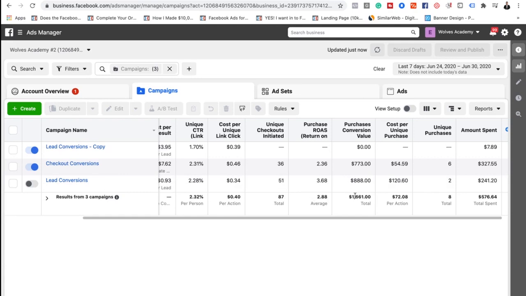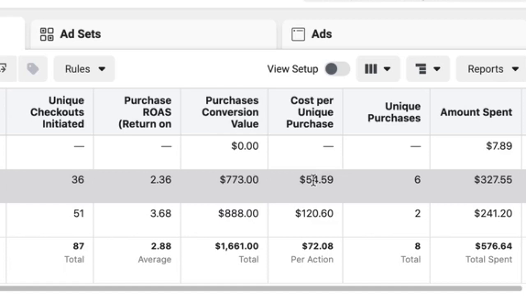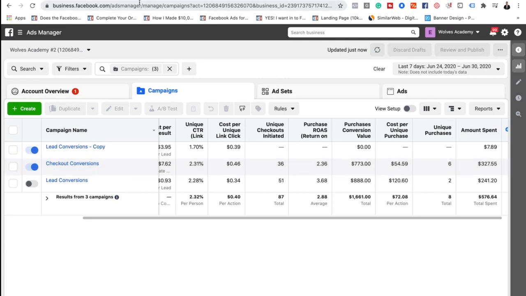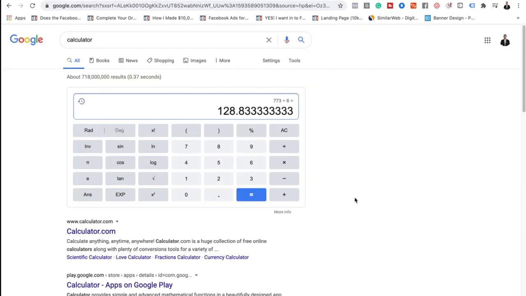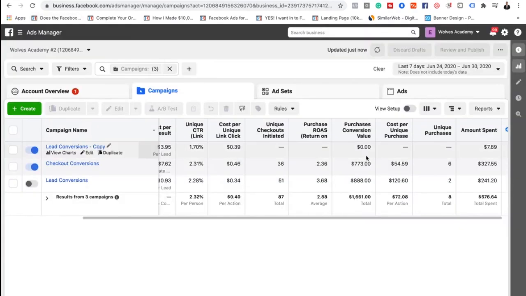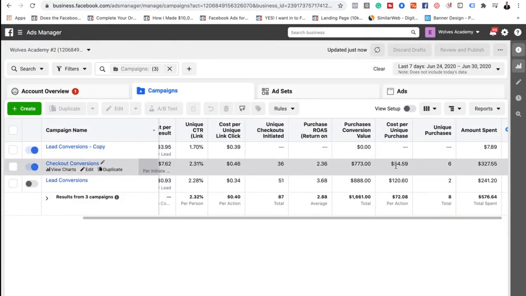As I stated before, my usual numbers: I like to get purchases for less than $60, which is what this campaign is doing. But additionally, on average, the average earning per customer is usually about $120. I know my numbers down to a T. So if you look here, 773 divided by 6, $128 per purchase is how much I'm making with this campaign. So everything's right on metrics. It's under $60 and my earnings per customer is about $120.